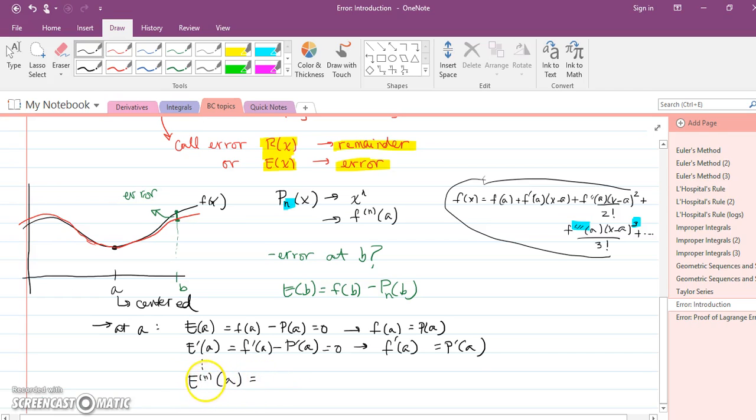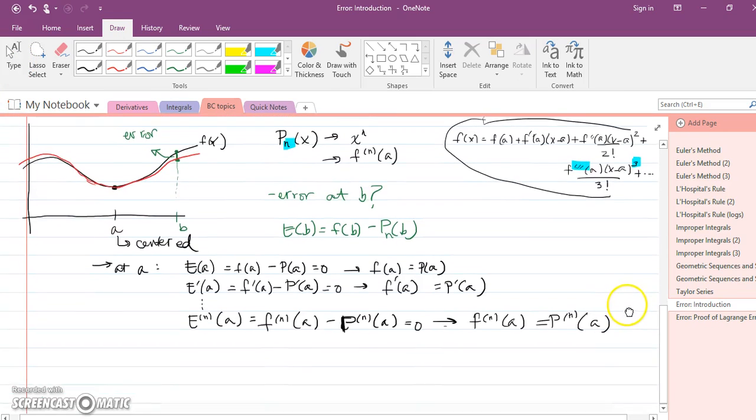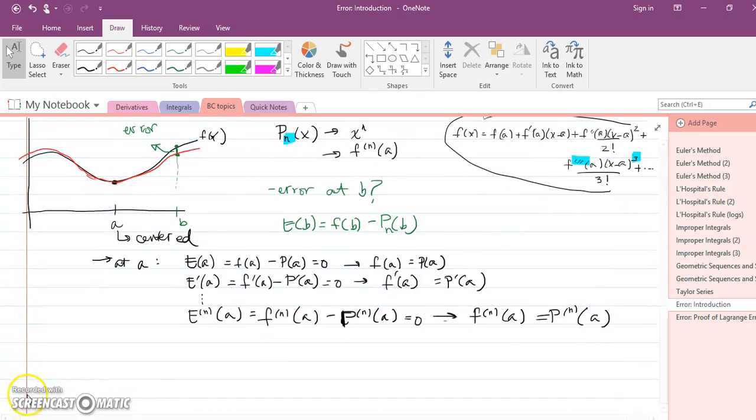So the nth derivative of the error at a would be the nth derivative of f at a minus the nth derivative of the polynomial at a. And that would equal 0 again, because up to that nth derivative, you can still set them equal to each other. f n of a equals p n of a. Now, once you get past n, you can't exactly set them equal to one another.